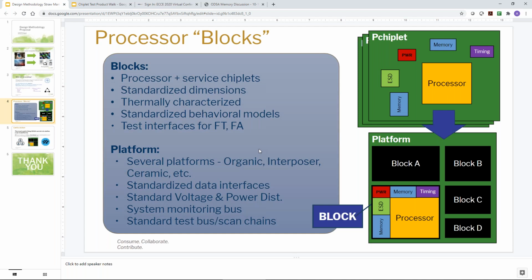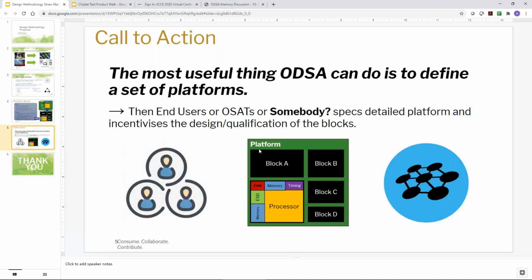So if the platform can carry a lot of that co-design aspect, then you take the processor, design its peripheral chiplets that service it, and release that as a block that can plug into the platform. So this is the key slide here, and I'll just do one more that's a call to action: the most useful thing that we can do as a community is to define a platform or set of platforms, and then allow the players or the end users or somebody to spec it in detail and incentivize the design and qualification of the blocks.